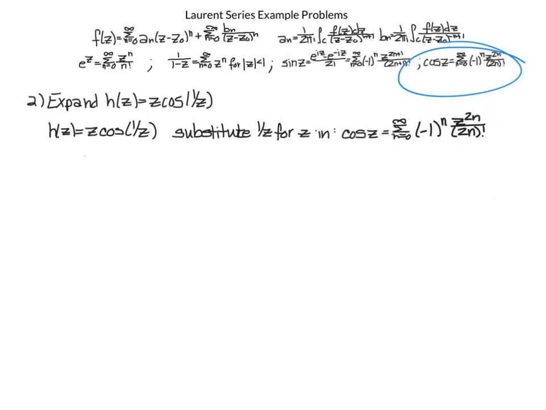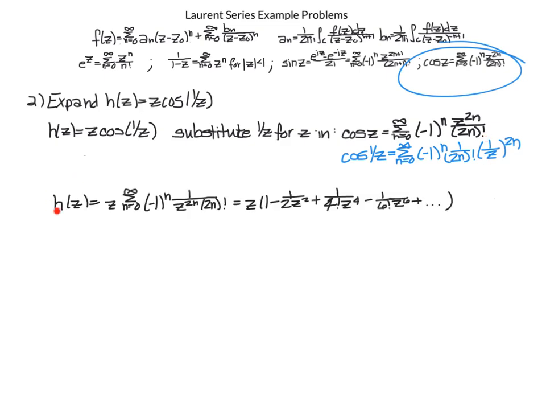Cosine z is equal to summation negative 1 to the n, z to the 2n divided by 2n factorial. So in other words, we're going to modify this formula so cosine of 1 over z is equal to summation negative 1 to the n. We still have our 1 over 2n factorial, but now this z is replaced with 1 over z raised to the 2n. Now our h of z, we still have this factor of z, but for cosine of 1 over z, we're going to replace that with our summation formula.